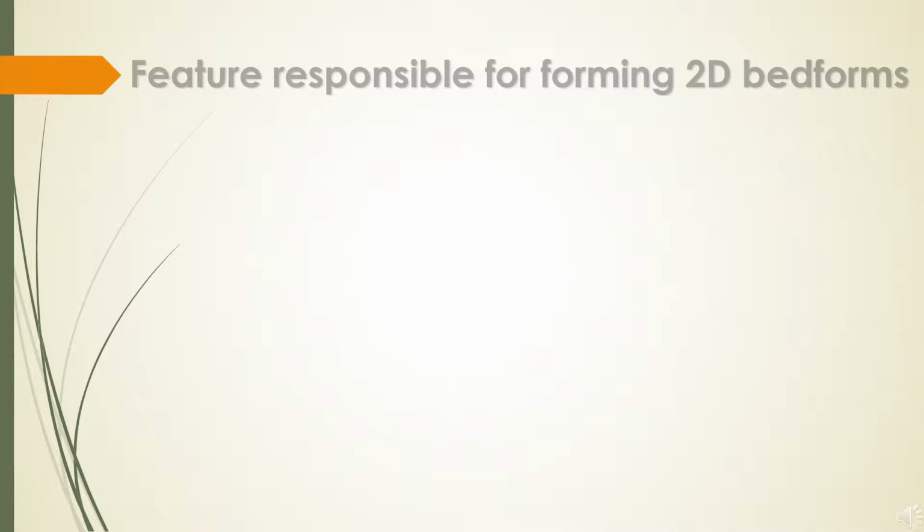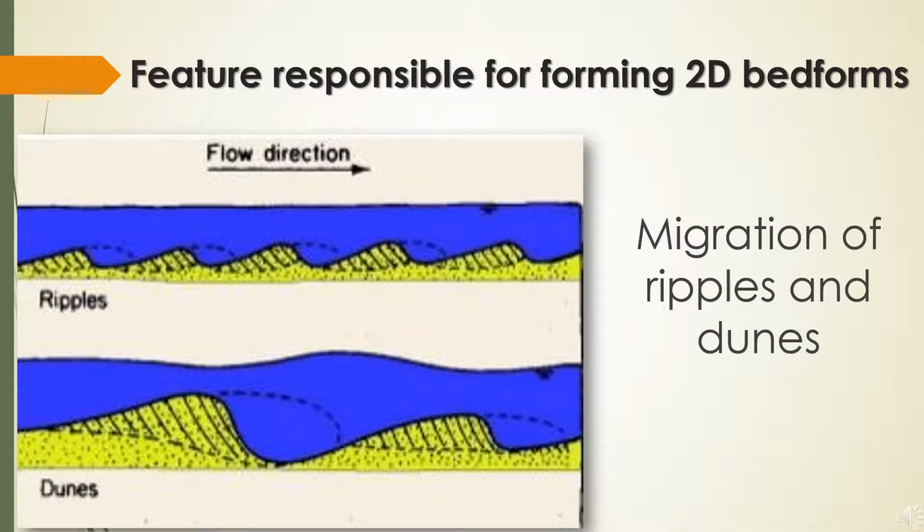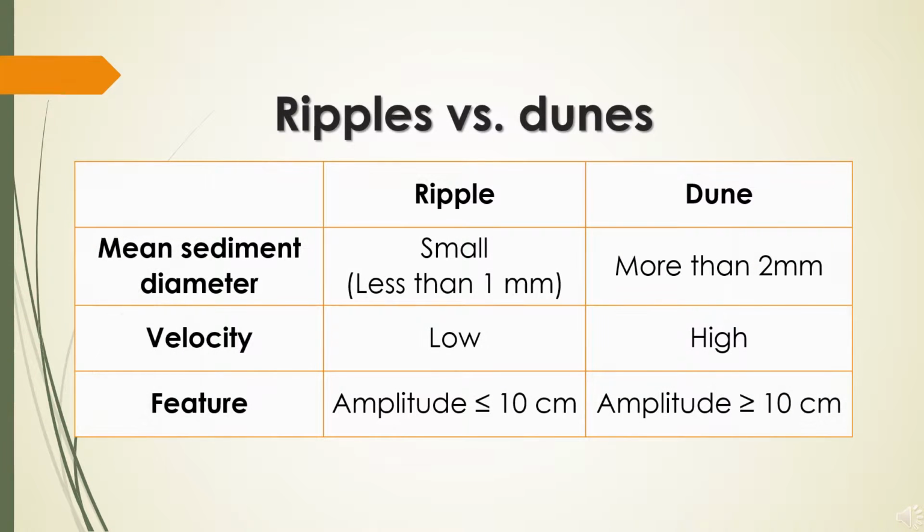The feature responsible for the formation of two-dimensional bedforms is the migration of dunes and ripples, which leads to the production of cross-stratification. The transportation of small-sized sediment with low velocity produces ripples, while larger particles transported with higher velocity produce dunes. The difference between ripple and dune is the amplitude of the structure, where ripples have an amplitude which is less than 10 centimeters.